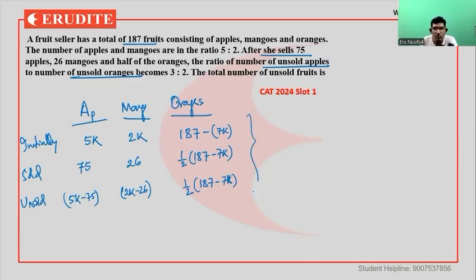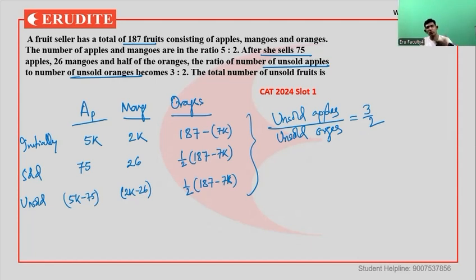So now what is the ratio? Now they're saying that unsold apples upon unsold oranges is in the ratio 3:2. So I'm just following whatever they're saying step by step. So unsold apples is 5K minus 75 upon unsold oranges, half of 187 minus 7K. That is 3:2. Now from this, I have to find the value of K.